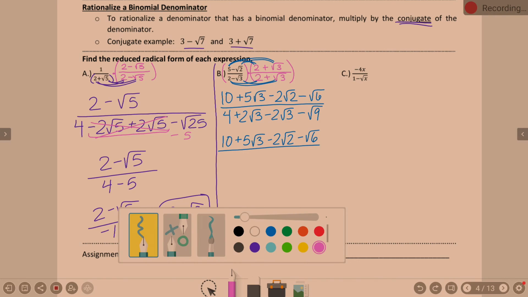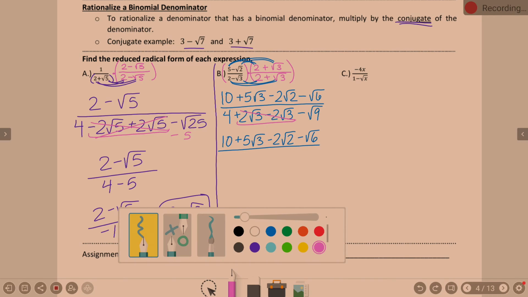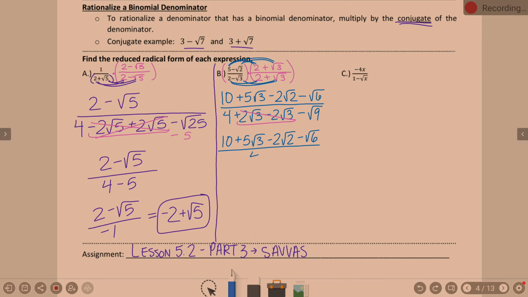Over. Let's hope the denominator cleans up. 2 square root of 3 minus 2 square root of 3. There's your 0. We have 4 minus square root of 9, and that's 3. 4 minus 3 is 1. So if you already wrote 1, that's good.